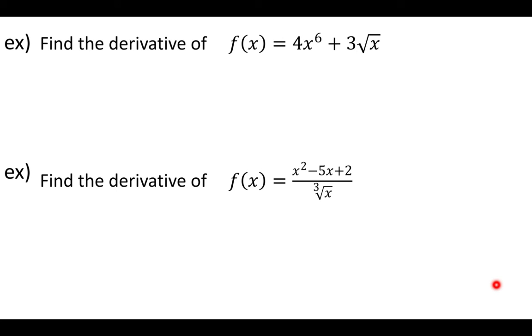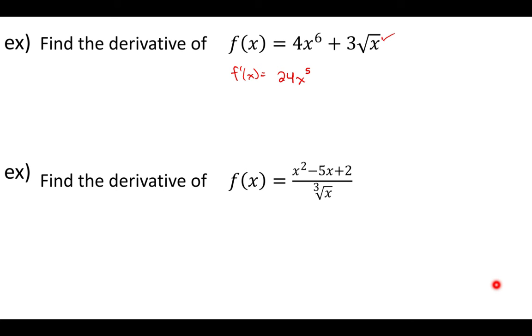All right, and 2 more problems here. A little more practice. Let's go ahead and tackle this first one. F prime of x equals 6 times 4 is 24 x to the 5th power. This one, you want to view the square root of x as x to the 1/2 power. So that becomes plus 1/2 times 3 is 3/2 x to the negative 1/2.